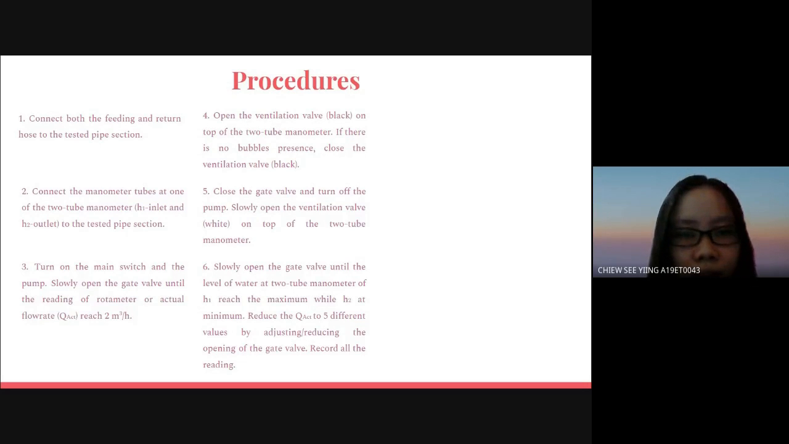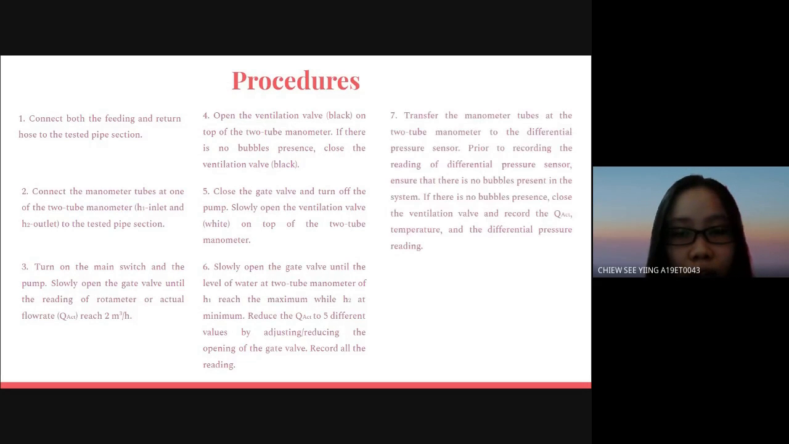By adjusting the opening of the gate valve, the actual flow is reduced to 5 different values. Hence, all the readings of the multi-tube manometer H1, H2, temperature and actual flow rate need to be recorded again. Take note that the minimum value of actual flow rate should be around 0.2 meter cube per hour.